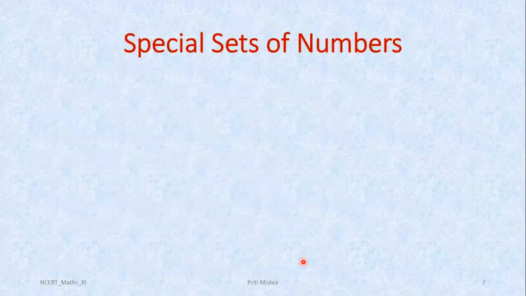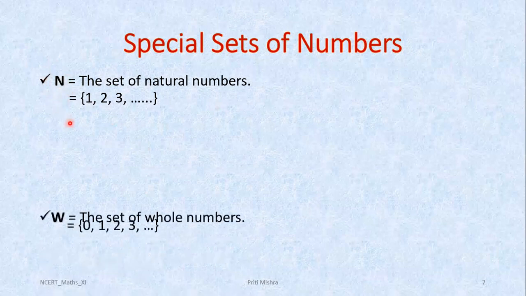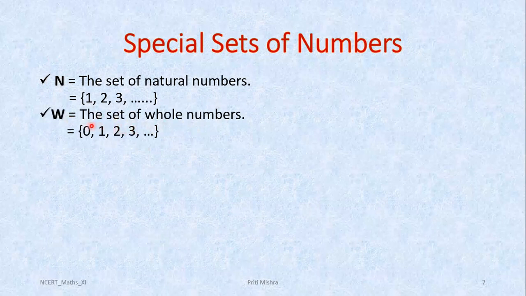Now we will get to know what special sets we have in numbers. First, we have the set of natural numbers. You all know very well that the numbers 1, 2, 3 up to infinity are known as natural numbers. We denote this set by capital N. After this, we have the set of whole numbers, which we denote by capital W, containing the numbers 0, 1, 2, 3, and so on. Basically, this is made from the set of natural numbers just by adding 0 to it.